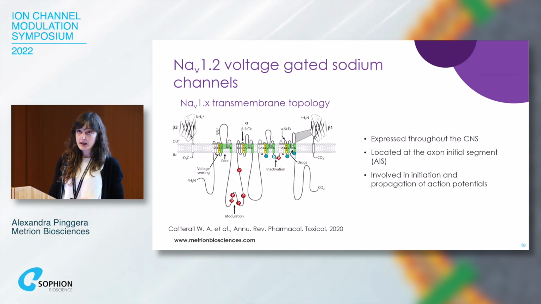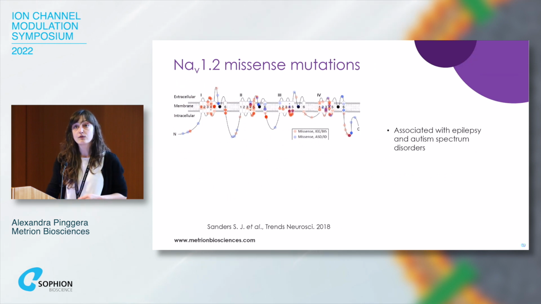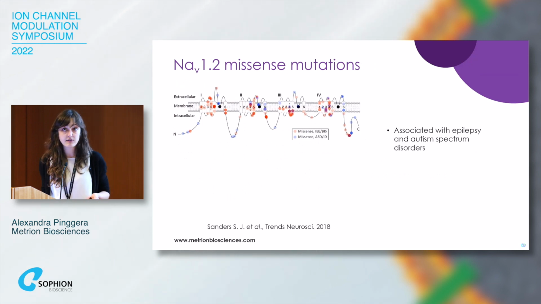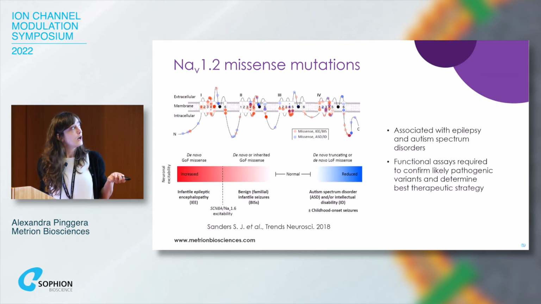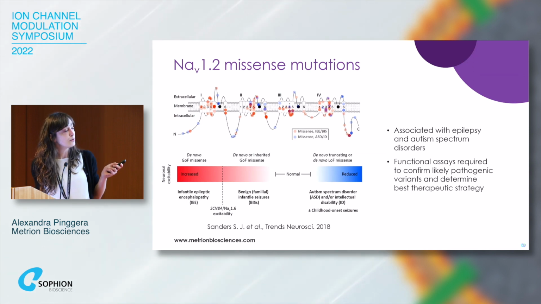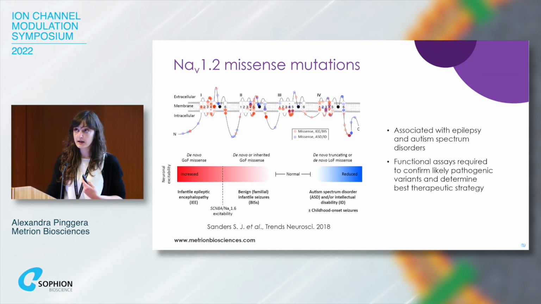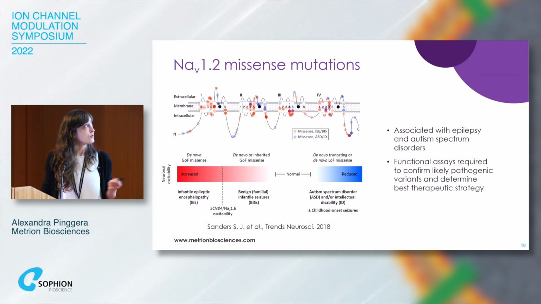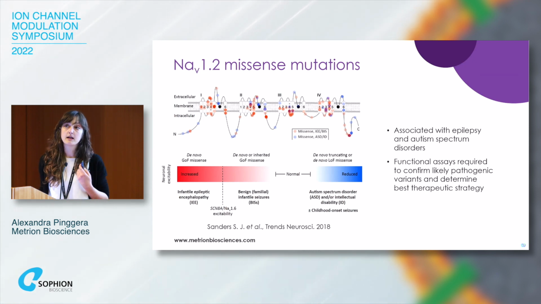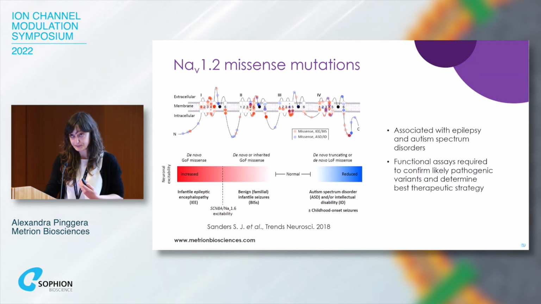Later on in development, this role is taken over by NaV1.6, and NaV1.2 is then thought to play predominantly a role in the propagation, in particular the back propagation, of action potentials. So far, a large number of mutations have been identified in NaV1.2 in every portion of the channel. In general, loss-of-function mutations, shown here in blue, have been associated with autism spectrum disorders, whereas gain-of-function mutations, shown in red, have been associated with different forms of epilepsy.